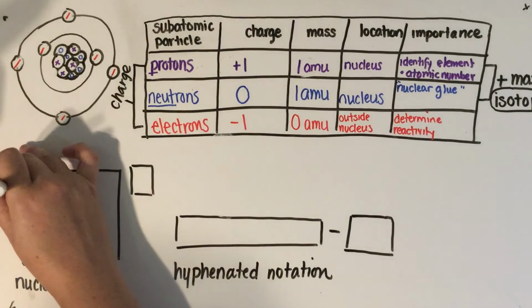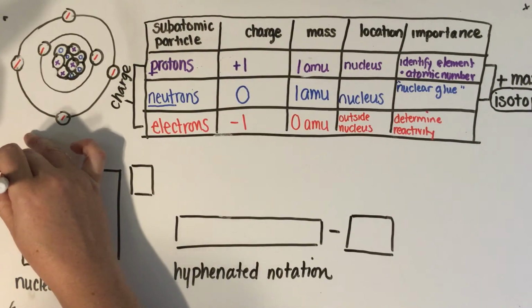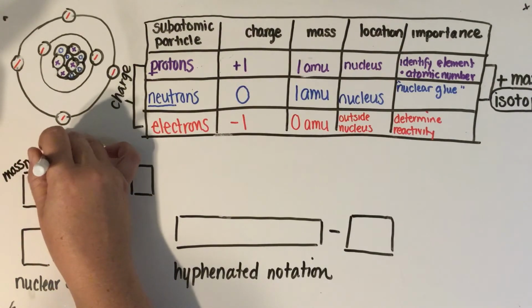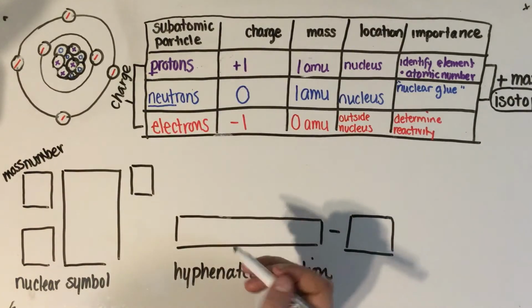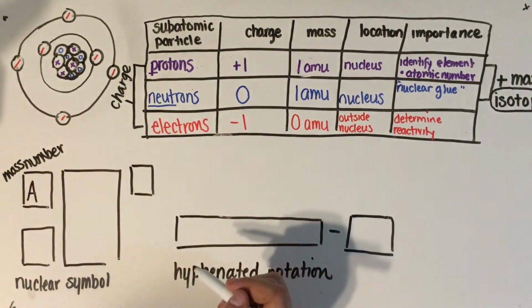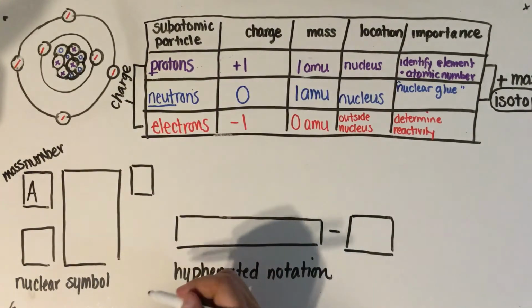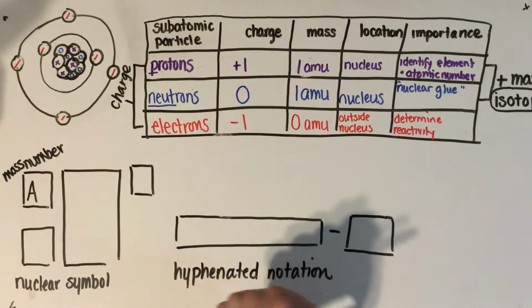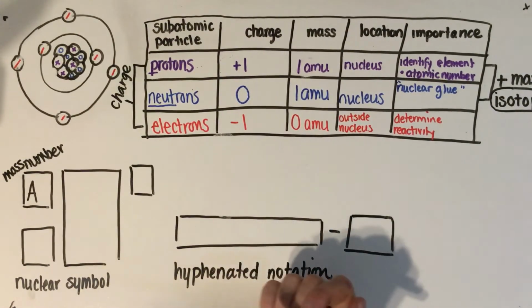This top area is where we write our mass number. Remember, the mass number is equal to the protons plus the neutrons. Sometimes you'll see it abbreviated with the letter A. So if you see a problem where it says A equals 20, that just means the mass number equals 20, which means the protons plus neutrons, the sum, is 20.